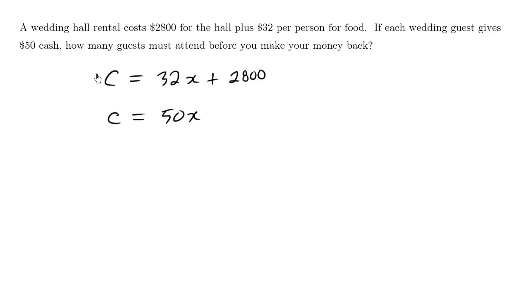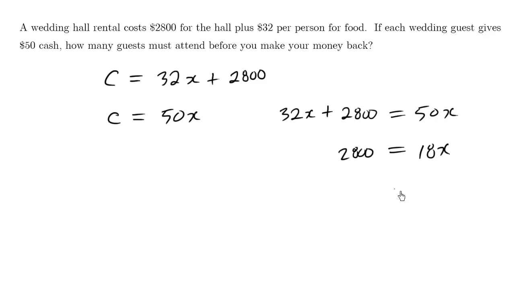So we have our two line equations, and we want to find out where they intersect. Now these are both our y values, and because these are the same, we can simply equate them to solve for x. We're going to say 32x plus 2,800 equals 50x. Use some basic algebra. I'm going to subtract 32x from both sides. We get 18x is equal to 2,800.